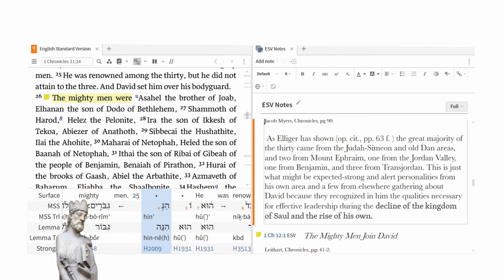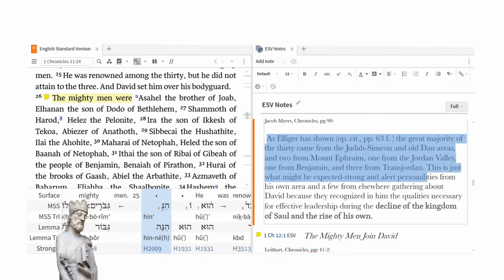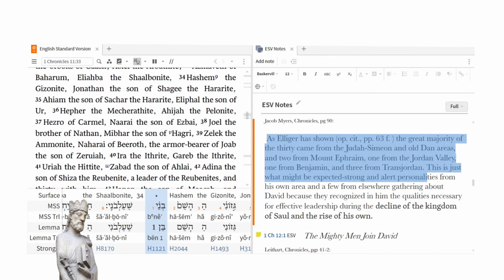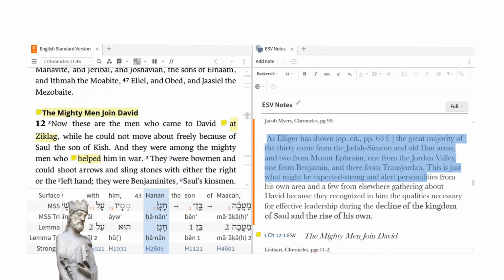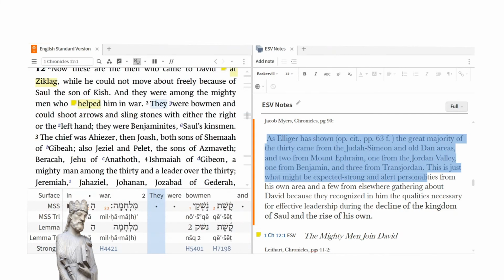From Jacob Myers, this is worth considering. We won't read the quotation, but throughout these chapters, you're dealing with a bunch of people defecting over to David. It's worth thinking about geographically: these people are coming from all over, and they're coming to David's banner, essentially.